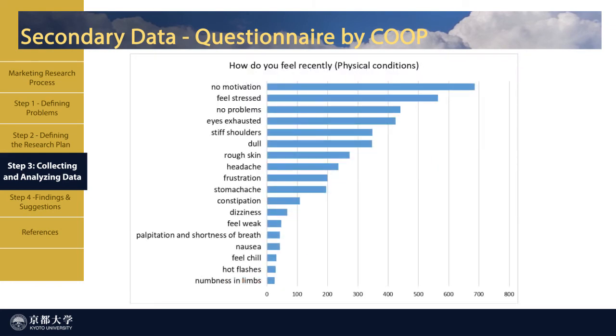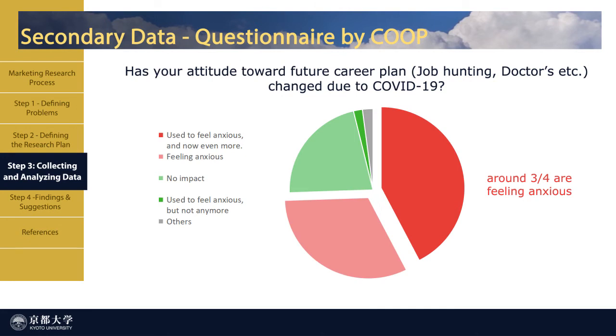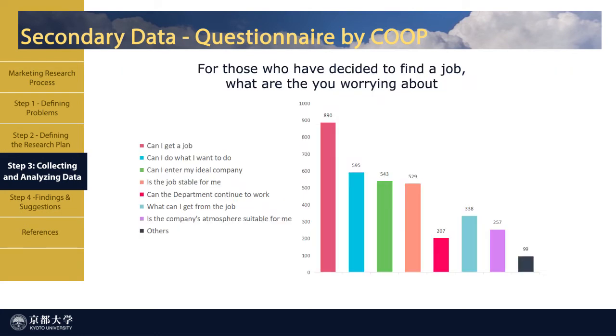When students were asked about their physical condition, the two most frequent answers are, I lack motivation and I'm feeling stressed. The negative impact of not being able to go to school has severely damaged students' motivation. Apart from the students' current condition, the impact of the pandemic also appeared in students' career issues. According to the survey, nearly three quarters of the students are feeling anxious about their future career plan, among which the most concerned topic is whether they can find a job. The epidemic has changed the way students study, communicate, and how they plan their future.